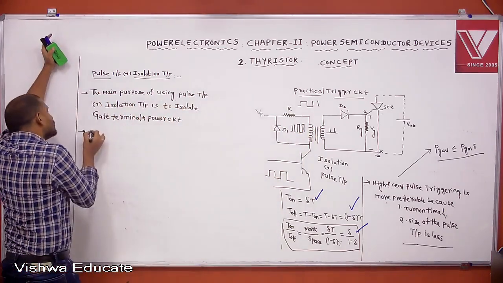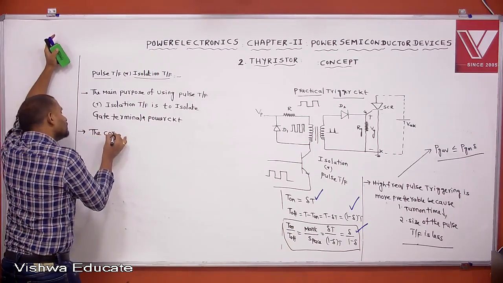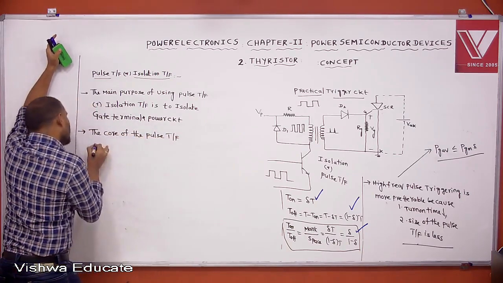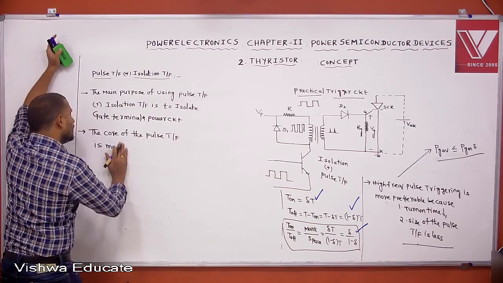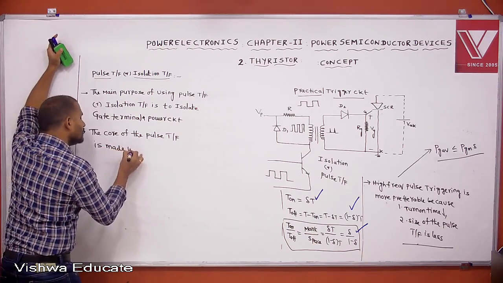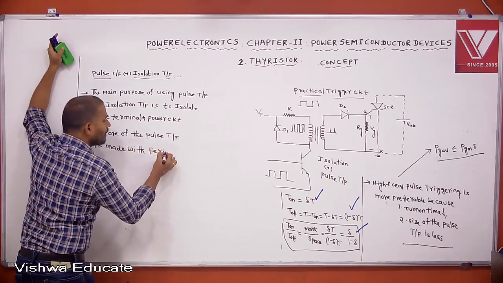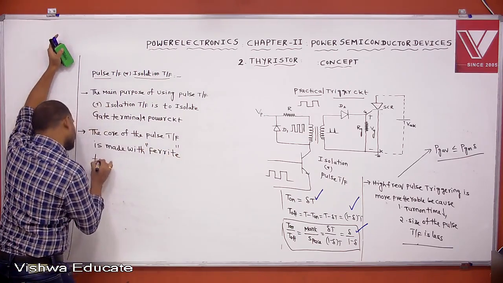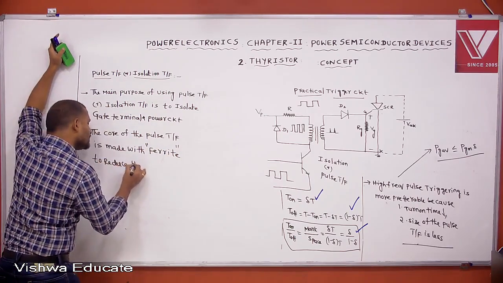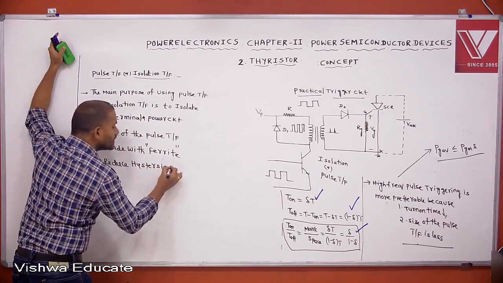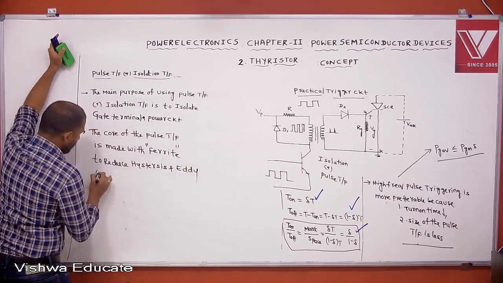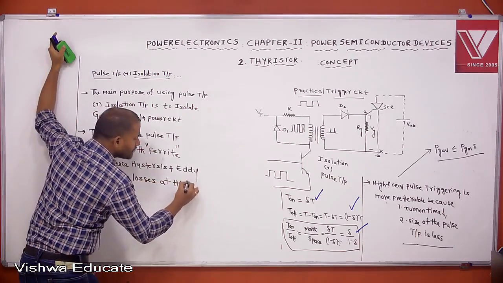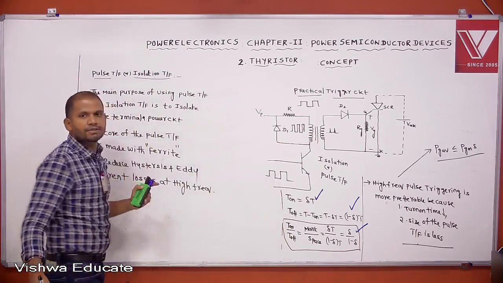The core of the pulse transformer is made with ferrite core, ferrite material, to reduce hysteresis and eddy current losses at a high frequency.